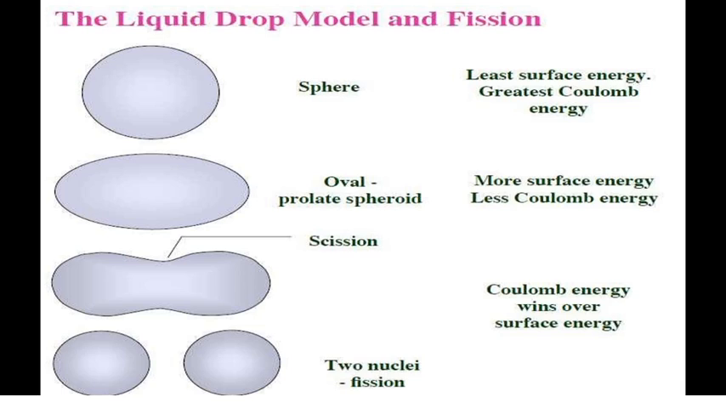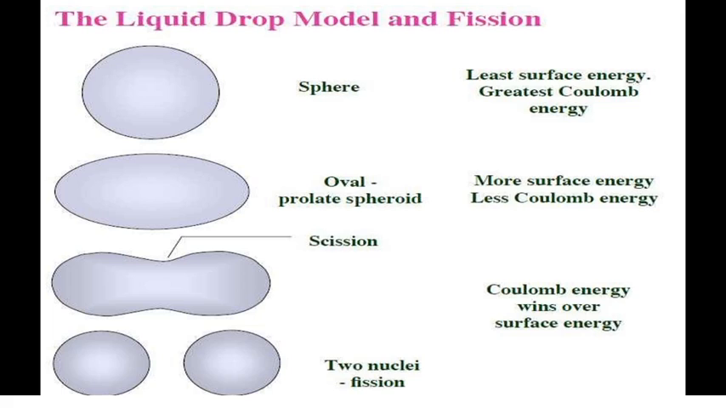See, this is how the liquid drop model has explained the process of nuclear fission. We know that nuclear fission is the process in which a heavy nucleus splits into two lighter nuclei. See, we consider nucleus as a sphere, isn't it? So sphere, this is the first stage of nucleus in which the nucleus is in spherical shape. Spherical shape means it is having least surface energy and greatest Coulomb energy. The Coulomb energy is more, so that the nucleons are tightly bound inside the nucleus due to this greatest Coulomb energy. So that the nucleus is attaining a spherical shape here.